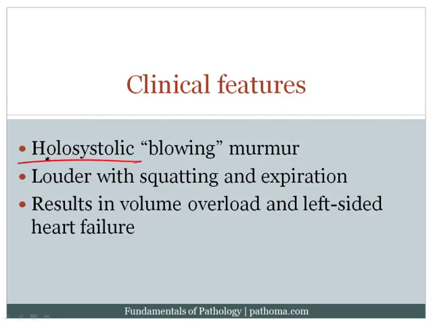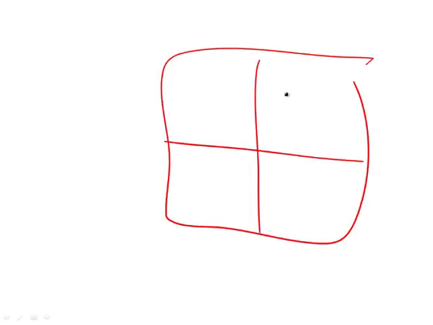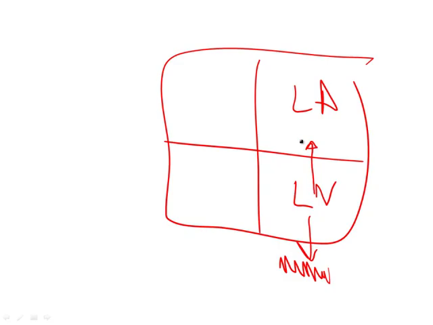Clinically, the patients will have a holosystolic blowing murmur. The idea here is that when the left ventricle is trying to squeeze blood forward during systole, some of the blood would go backward. Now, this could get louder with squatting or with expiration. If this is the left atrium and this is a left ventricle, and the patient squats, they're going to increase the resistance here. So if less blood is going to be able to go forward because there's a higher pressure, more blood will be squeezed this way. And so the murmur would become louder when there's squatting.